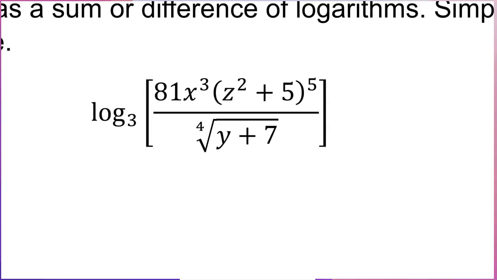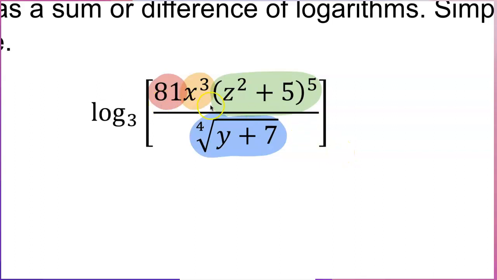So we have log base 3 of 81 x cubed, in parentheses, z squared plus 5, raised to the 5th power. So guys, I count three things on the numerator: 81, x cubed, and z squared plus 5 raised to the 5th power. Those are three factors that are multiplying on the numerator. Now, the denominator is a little simpler. We just have the 4th root of y plus 7. So I'm going to separate these out, okay?